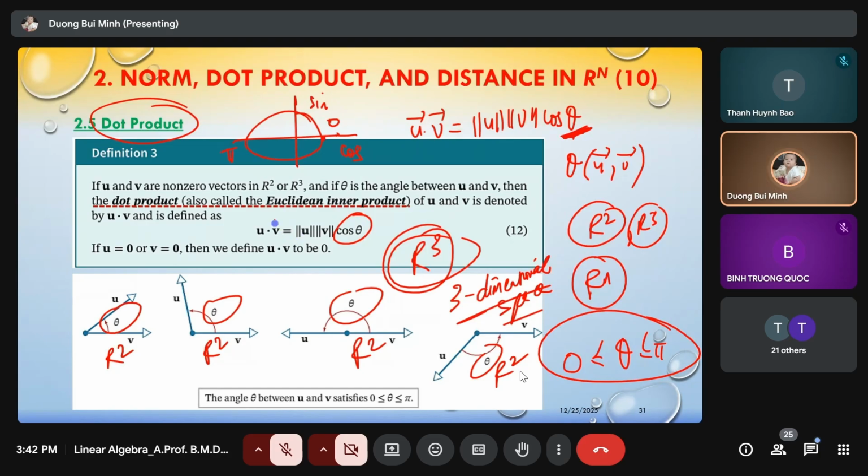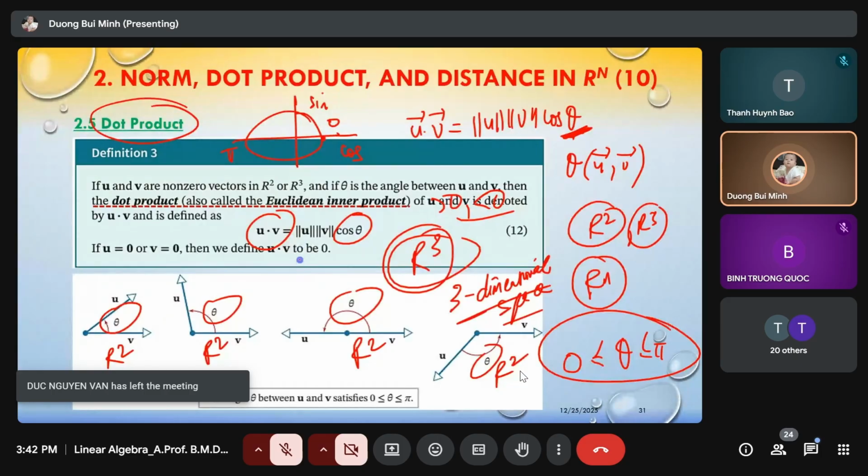So maybe the dot product is positive, maybe the dot product is negative. That's okay. It depends on the cosine theta. The norm of U is positive and the norm of V is positive, so the sign of the product depends on cosine theta.